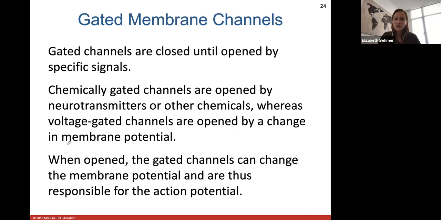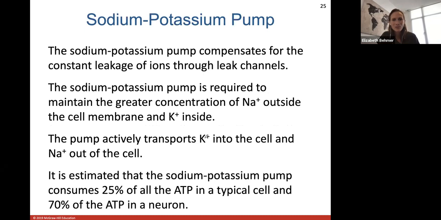And we're going to go through the action potential in a little bit, but now we'll learn about the sodium potassium pump. This compensates for the constant leakage of ions through the leak channel. So remember that we have a lot of potassium leaking out of the cell. The sodium potassium pump uses energy and it tries to maintain the resting membrane potential by actively transporting potassium back into the cell because it's constantly leaking out, and sodium out of the cell.